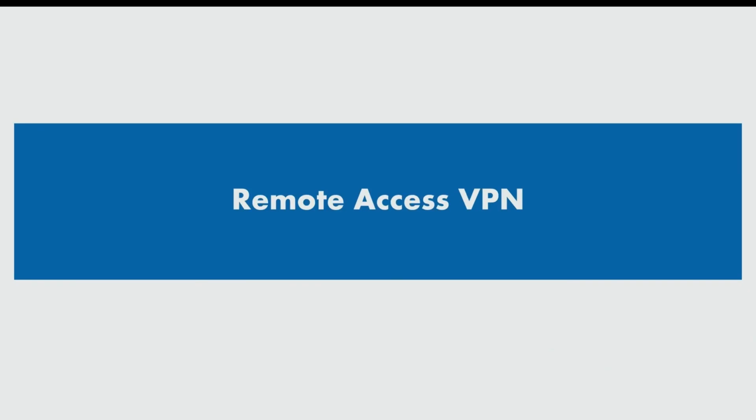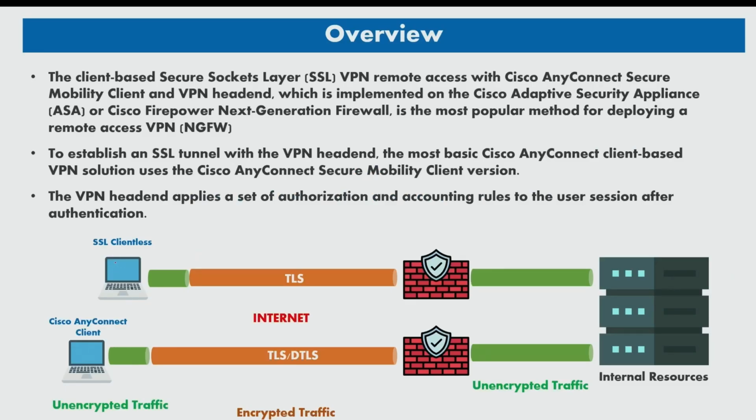All right, let's now talk about remote access VPNs. The client-based Secure Sockets Layer VPN, or SSL VPN, remote access using Cisco AnyConnect Secure Mobility Client and VPN headend, which is implemented on the Cisco Adaptive Security Appliance, or ASA, and Cisco NextGen Firewall, is the most popular method for deploying a remote access VPN.